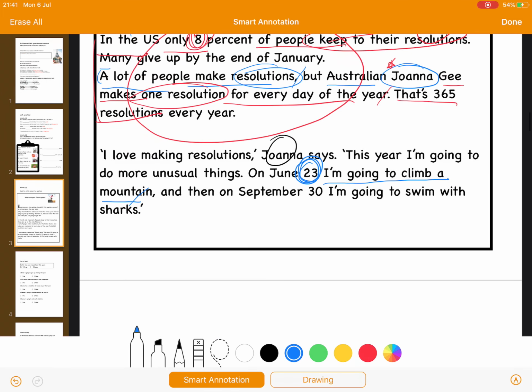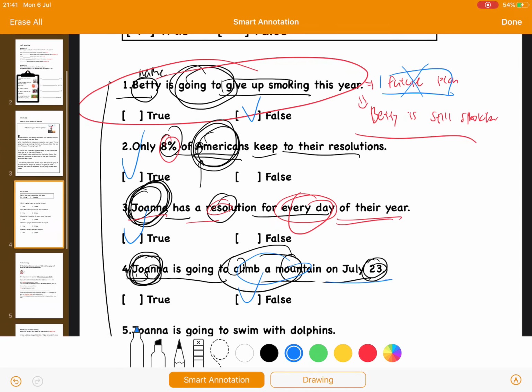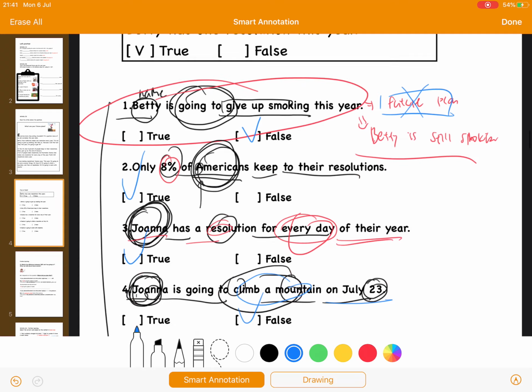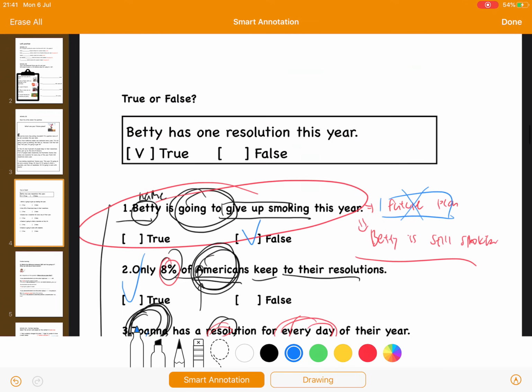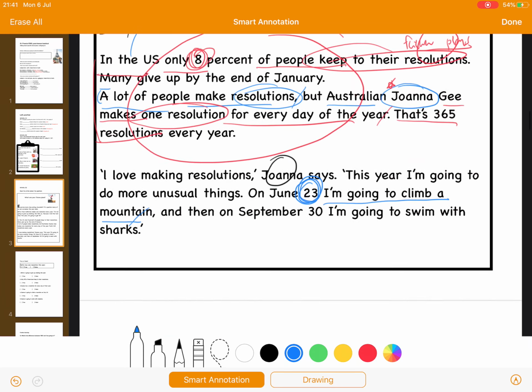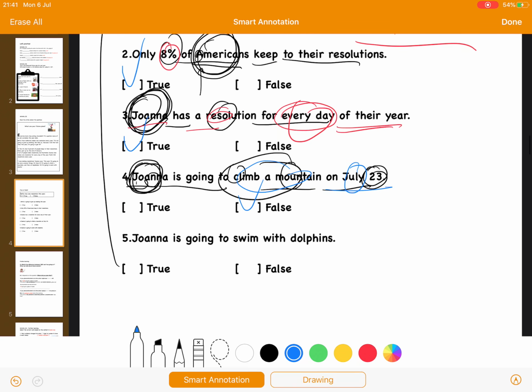The answer is false. I think I made a mistake, I'm sorry. It says June in this reading. So the answer is false because it's not July.